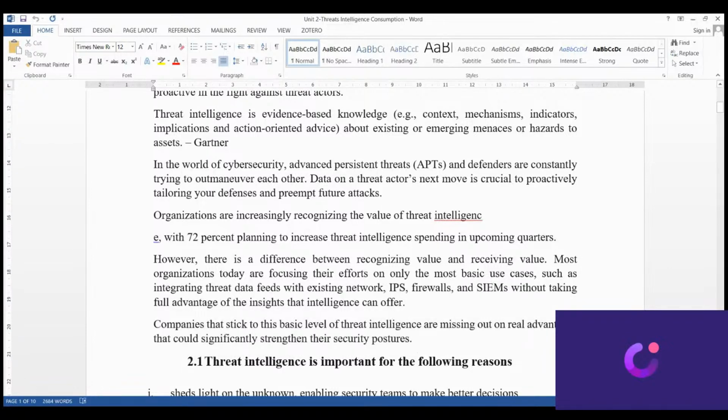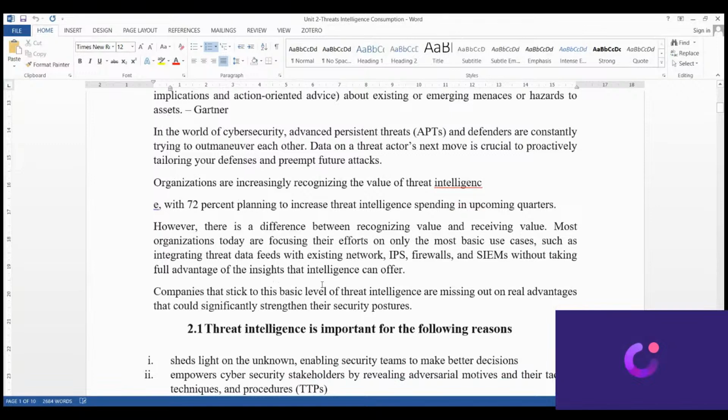Okay. So we move to threat intelligence. Threat intelligence is important for the following reasons. I want to look at why threat intelligence is important. Why do you need to study this?